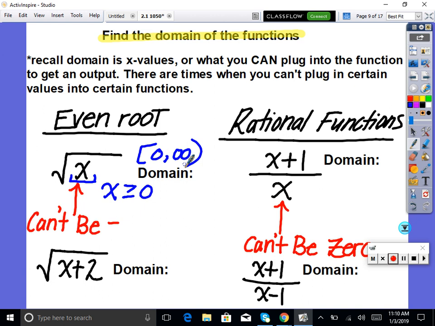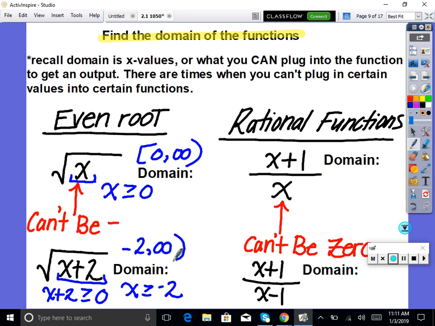You'd say, oh, I have a square root. Underneath the square root, x plus 2 needs to be greater than or equal to 0. Do you agree? Subtract 2. So x needs to be greater than or equal to negative 2. Starting at negative 2, forward. Do you guys see how that works? So you'd say from negative 2 to infinity would be our domain, including negative 2, because we can have 0 underneath. Questions on that?